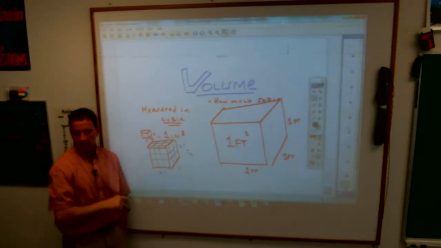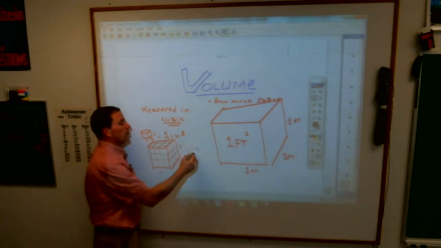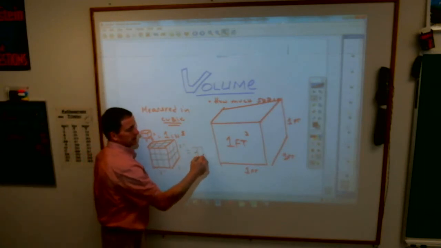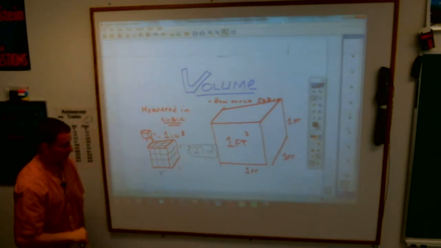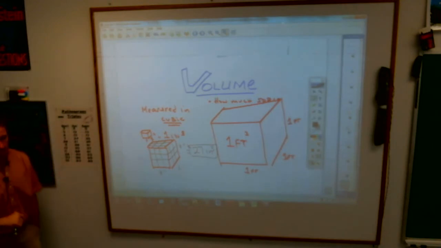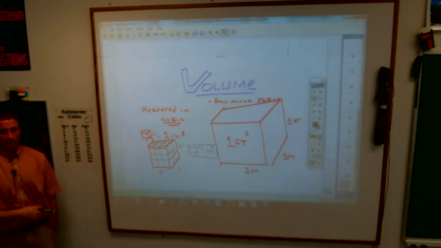That's a cubic centimeter, but this would be the same thing. It took me 27 cubic inches to make it. And that's why we label it as cubes, because we're making it out of cubes. So can anybody tell me what they think the formula for volume is?